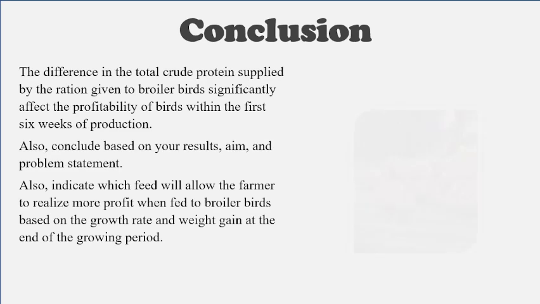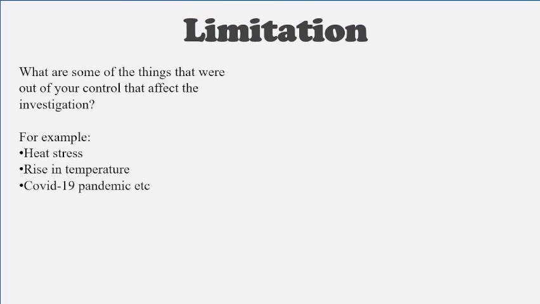So do your conclusion. After the conclusion, you want to indicate any limitations that you might have encountered. So what are some of the things that were out of your control that affected the investigation? Some could be heat stress, could be rising temperature, especially if it's in the summer or close to the summer, and of course the COVID-19 pandemic.